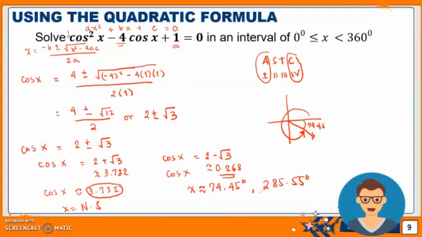Now, if we check this in the equation, it is approximately 0 because it would be approximately 74.45 and 285.55. You may ask your teacher later why it is not equal to exactly 0. The explanation for that is, since these are only approximates, it is also approximately 0. So that's how to solve our trigonometric equation using the quadratic formula.